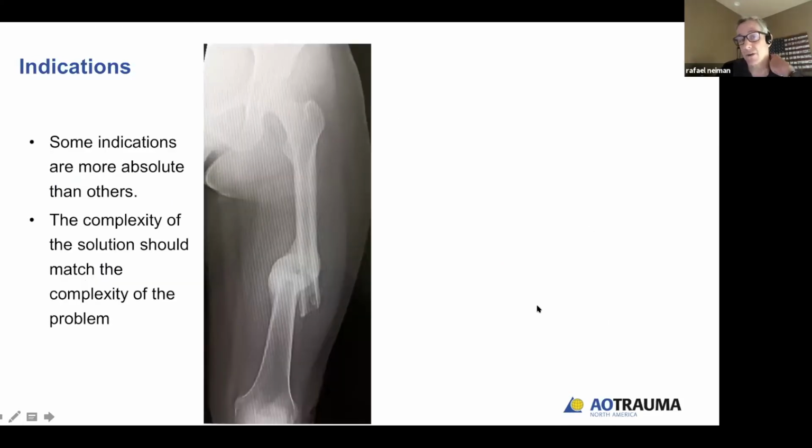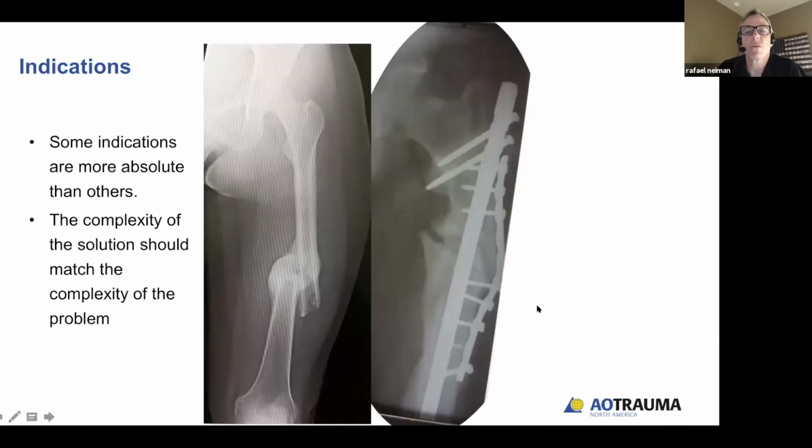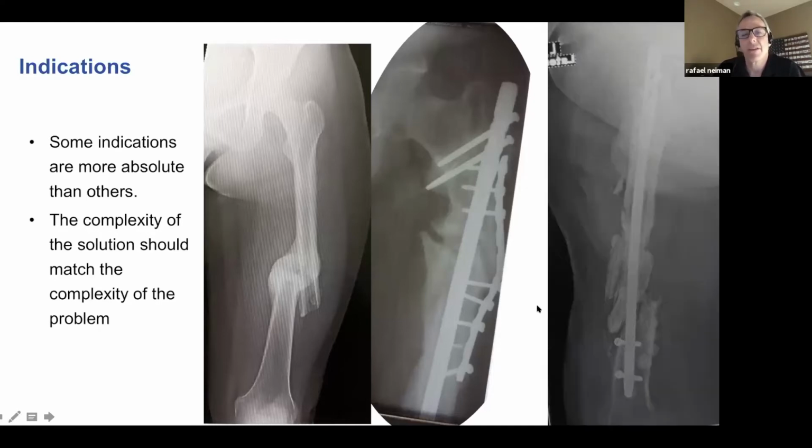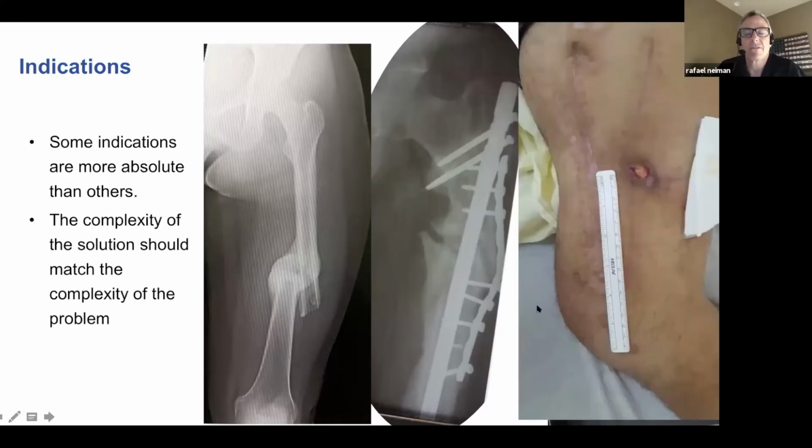Some indications are more absolute than others. And therefore, the complexity of the solution should match the complexity of the problem. Nobody would argue that this 16-year-old girl with this varus short malunion would benefit from correction, but you may think that this is a more acute problem with varus malunion, non-union, and failing hardware. And this is even more urgent with dead bone and a draining sinus and a downright hostile soft tissue environment. So the solutions for all of these are going to be very different, even though the concepts of the deformity corrections are going to be similar.